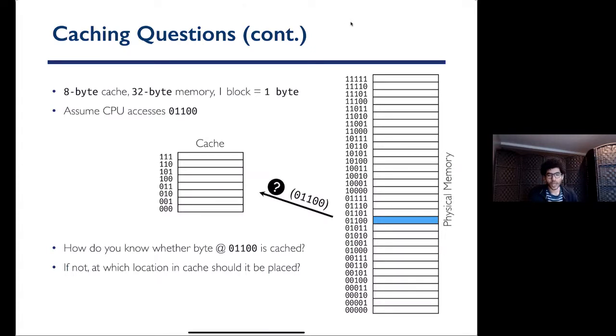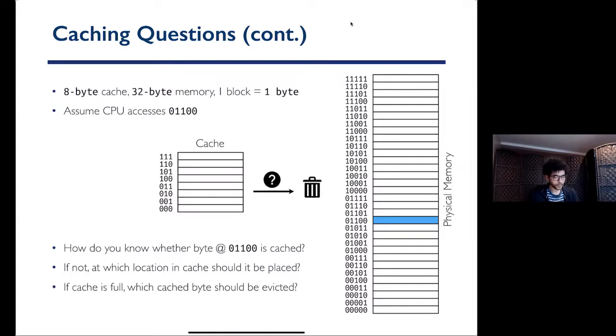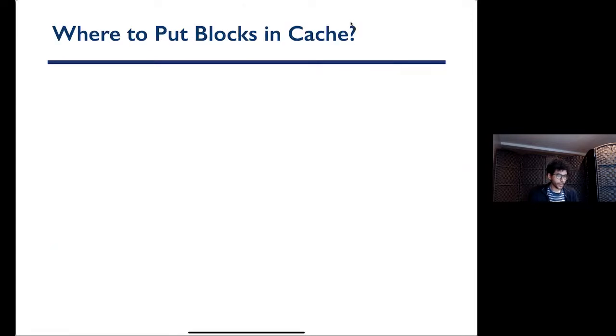Now I want to bring it to cache. Where should I put it? When it comes back, where in the cache should I put this byte? And the third question we have to ask is, let's assume that the cache is full, and for me to bring in new data, I have to evict already existing data from my cache. Which one should I evict? So let's look at these questions one by one.